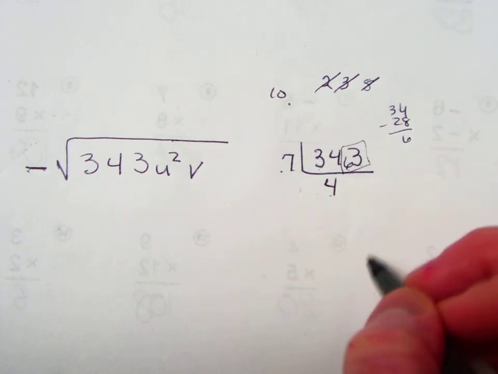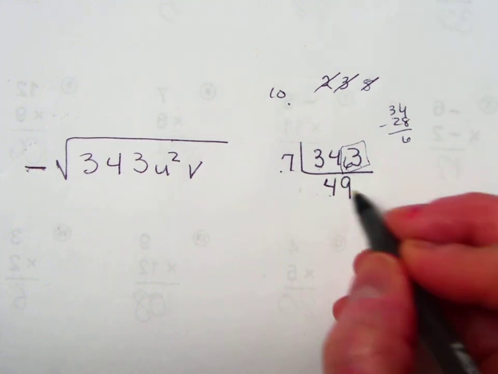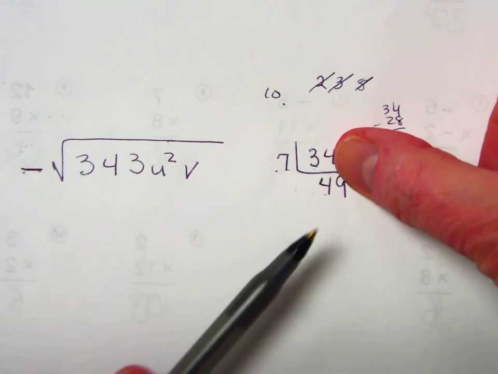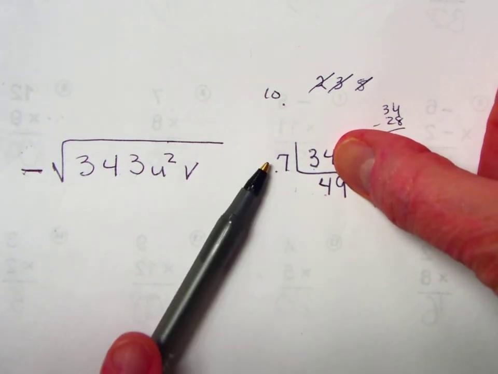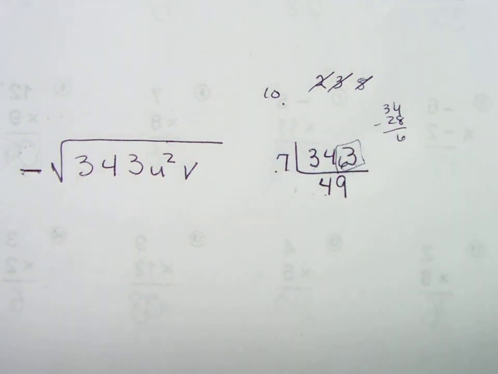Will 7 go into 63? 9 times. How did you get the 28 again? 7 goes into 34 4 times without going over, and that makes 28. 4 times 7 is 28. So I just take the remainder from that point, okay?